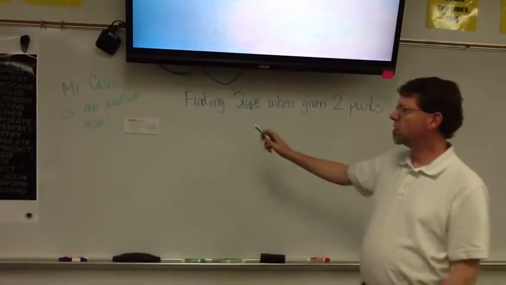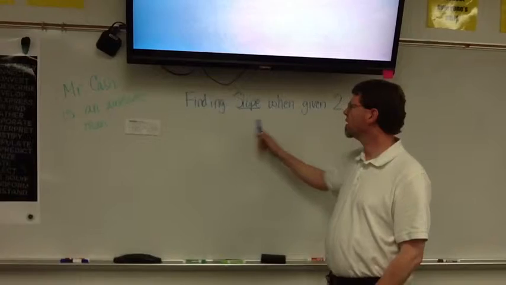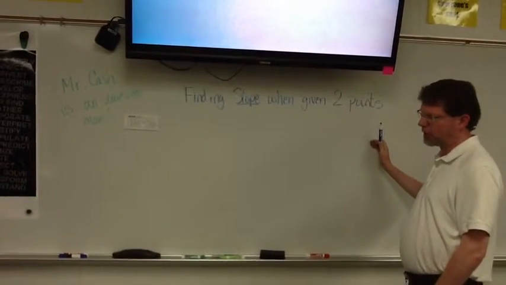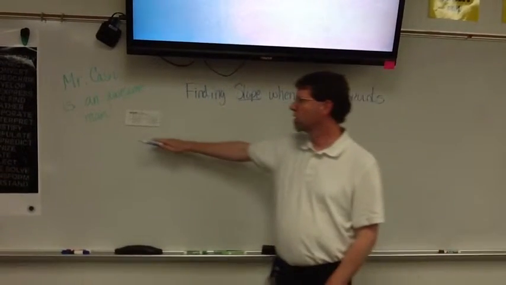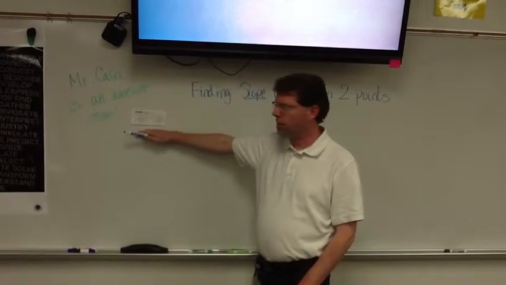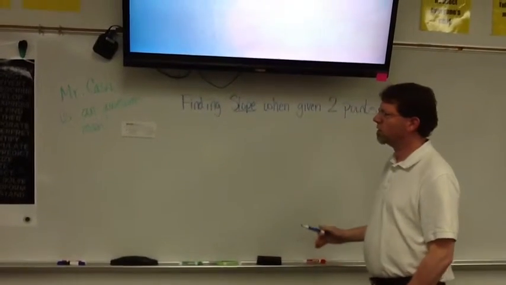The next thing I need you to do is write in your composition book finding slope when given 2 points. And you can write that under the paper that's glued in your composition book. So I'll give you a second to do that.